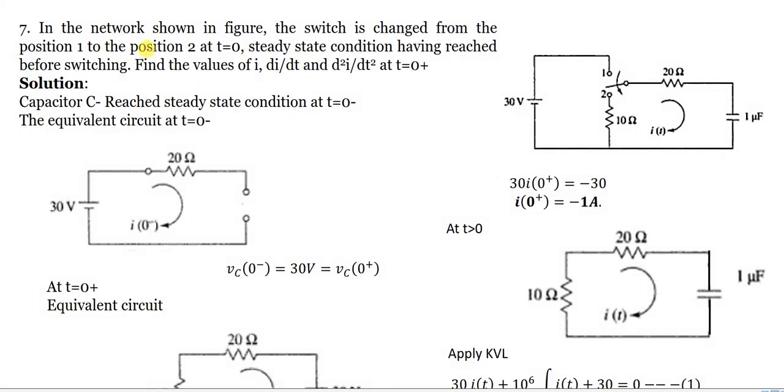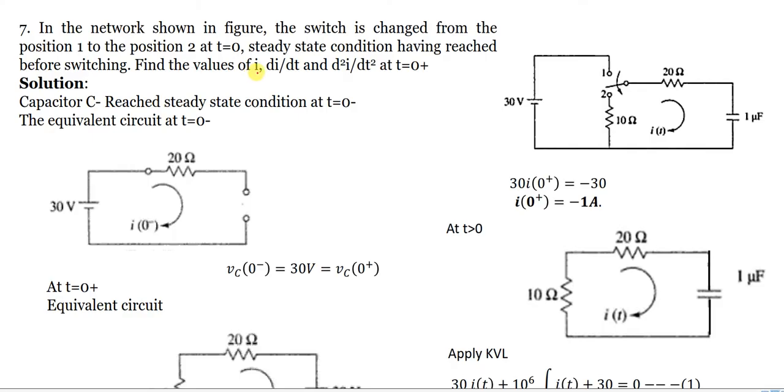So next problem. In the network shown in the figure, the switch is changed from position number 1 to 2, and steady state condition is reached before switching. Before switching, steady state is already reached in the capacitor because it is connected to the source. In this one, the capacitor is there. This capacitor has already reached steady state, and at t equals 0 the switch is changed from 1 to 2.